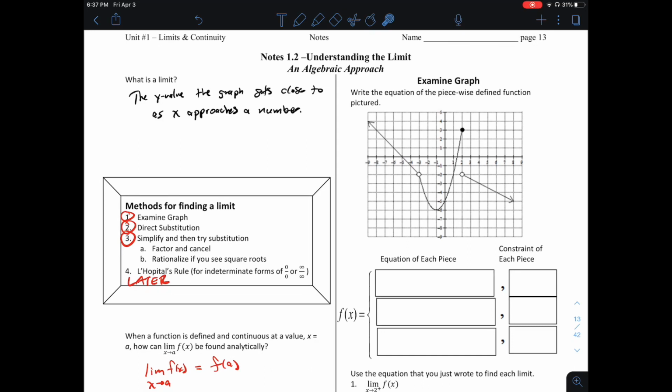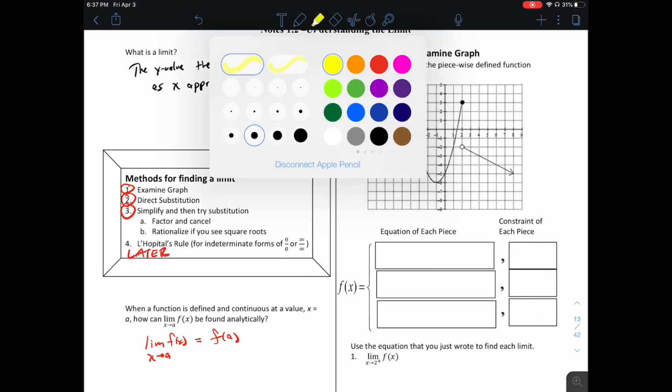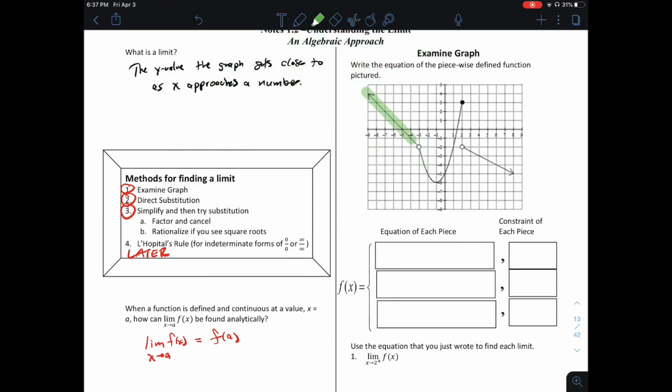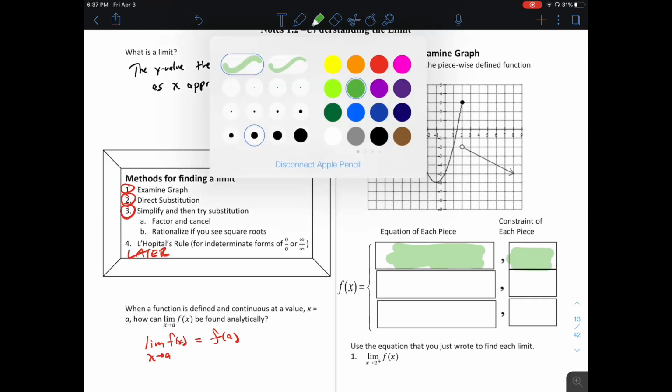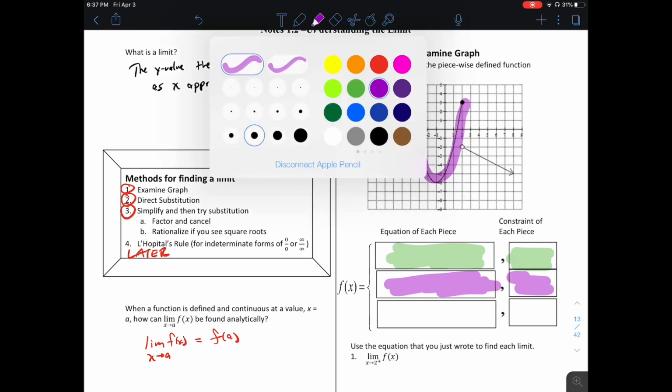Let's check out an example. Write the equation of the piecewise defined function pictured. You will note there are 3 pieces. There's a linear piece, a quadratic piece, and another linear piece. Let's focus on the constraints first, like the different domains for this. So for example, we have this green graph, which we're going to write here and here. We have the purple portion, which we'll write here and here.